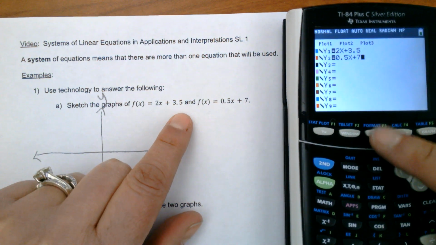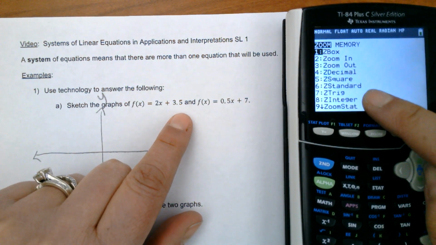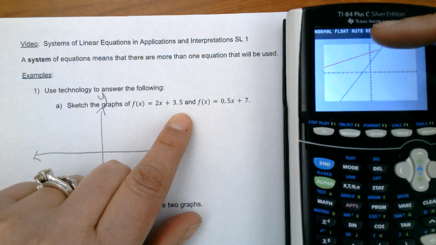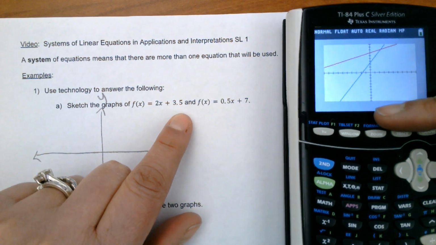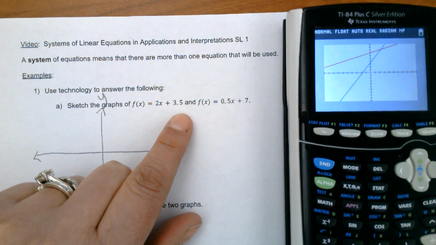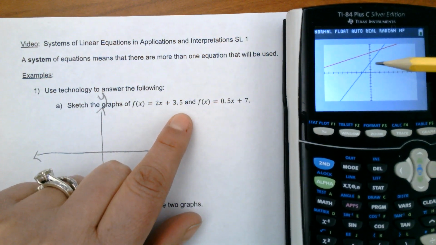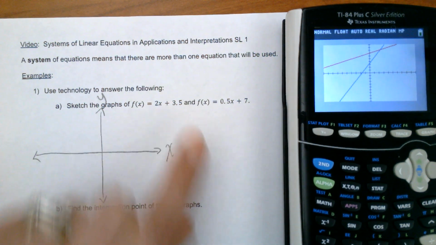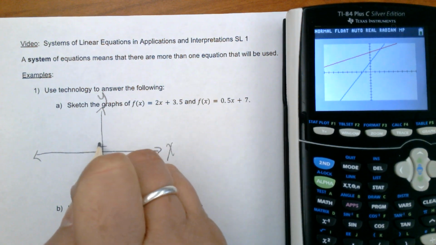So I'm going to press zoom, and then see where it says standard? I'm going to press that. What this does is give us a nice graph where the x-axis goes from negative 10 to positive 10, and the y-axis goes from negative 10 to positive 10. If you notice, we have the red line and the blue line. So what we can do is look to see generally where they cross the y-axis. This looks like it crosses at 3.5, so I'm just going to do 1, 2, 3.